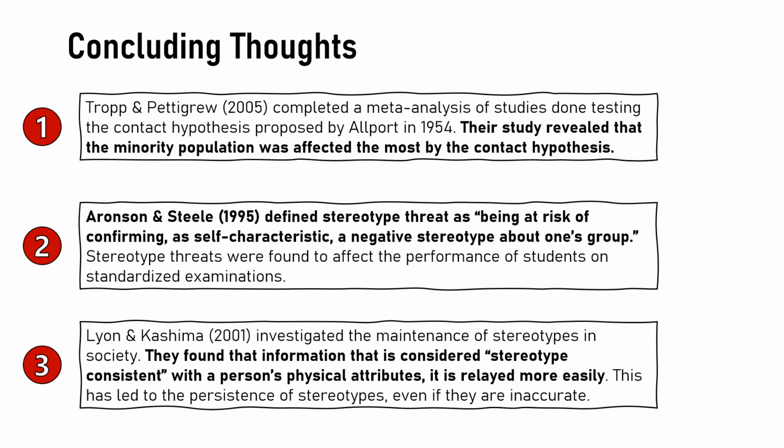And number three, Lyons and Kashima in 2001 investigated the maintenance of stereotypes in society. They found that information that is considered stereotype consistent with the person's physical attributes is relayed more easily.